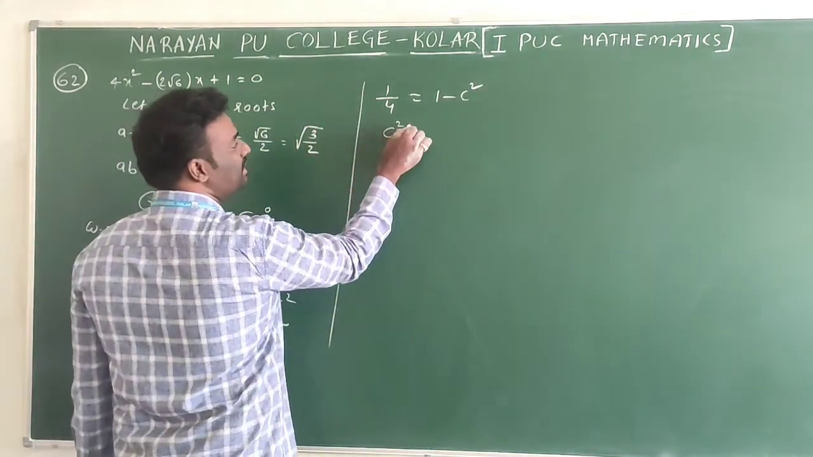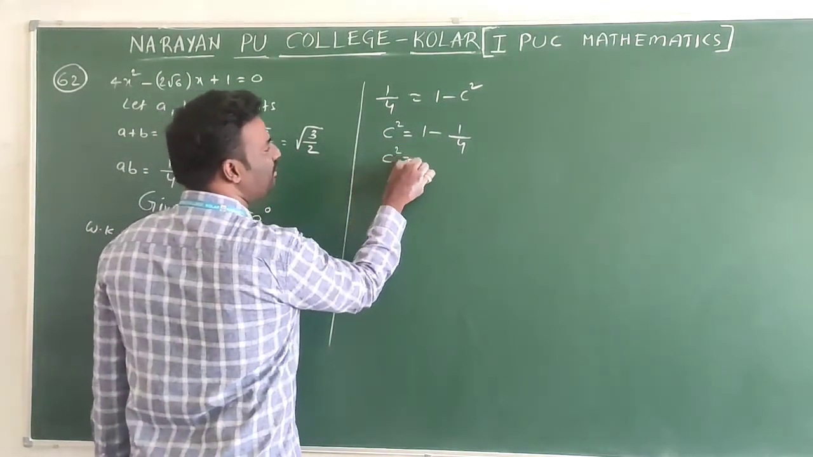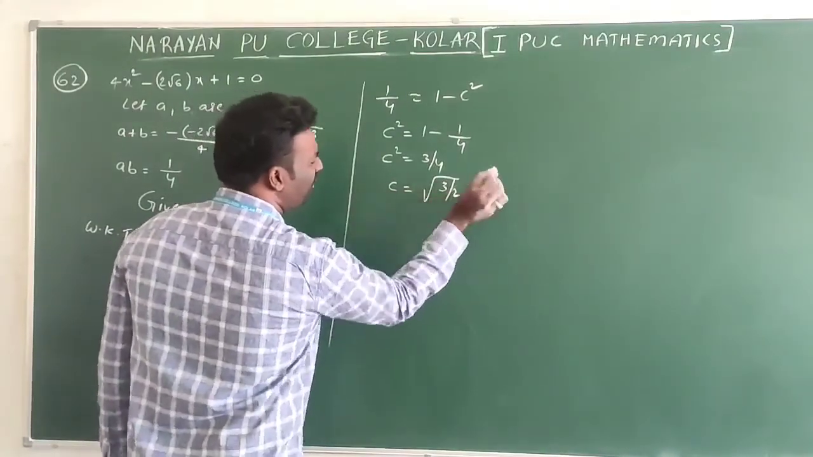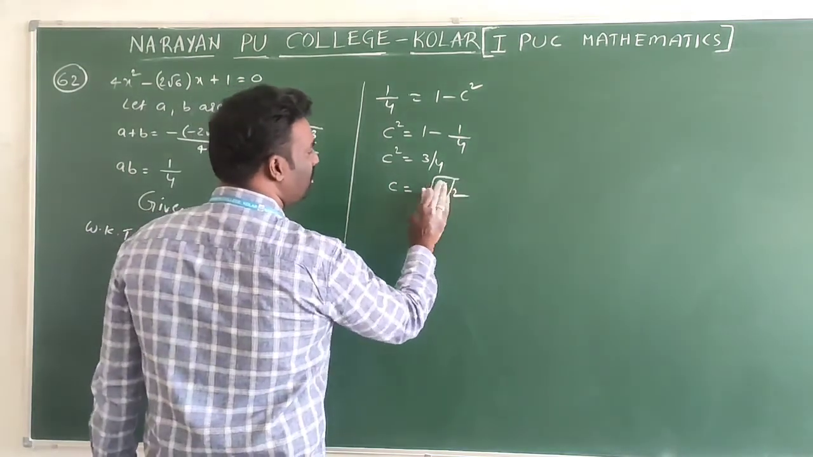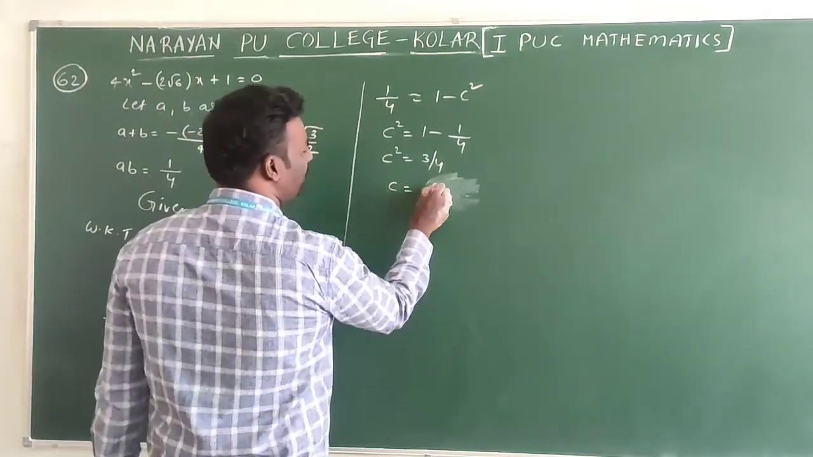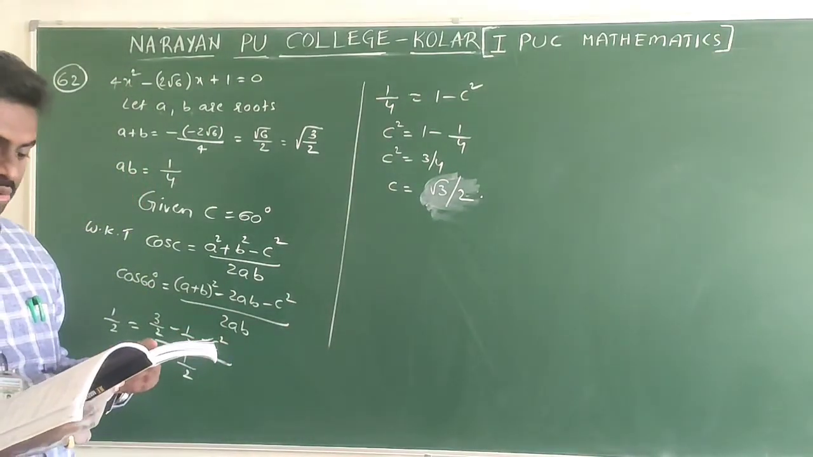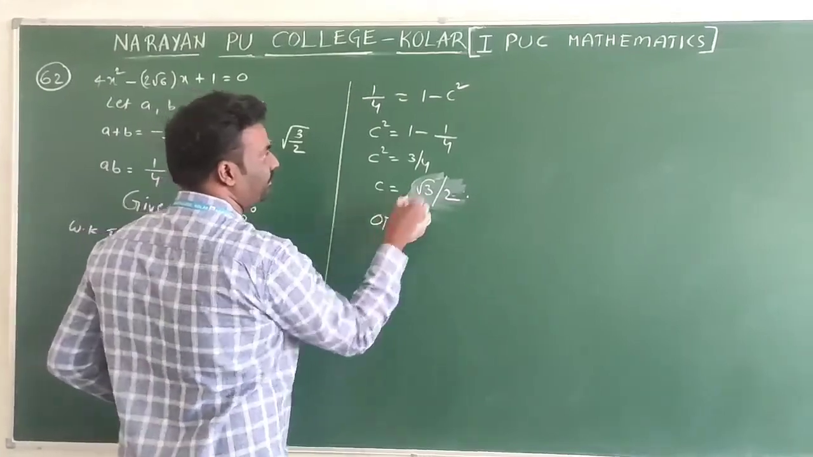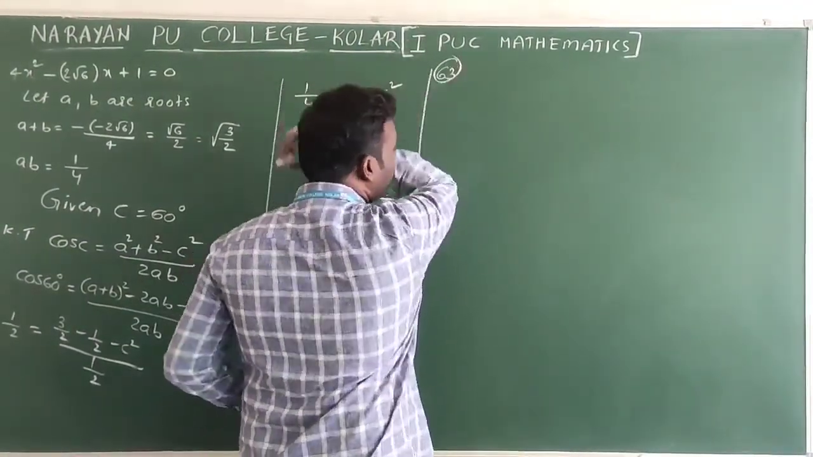Now you will get c square equals 1 minus 1 by 4. Then c square equals 3 by 4, then c equals under root of 3 by 4. Sorry, root 3 by 2. Root will not come for the denominator. For this 62 question, option B is the correct answer. Next, 63.